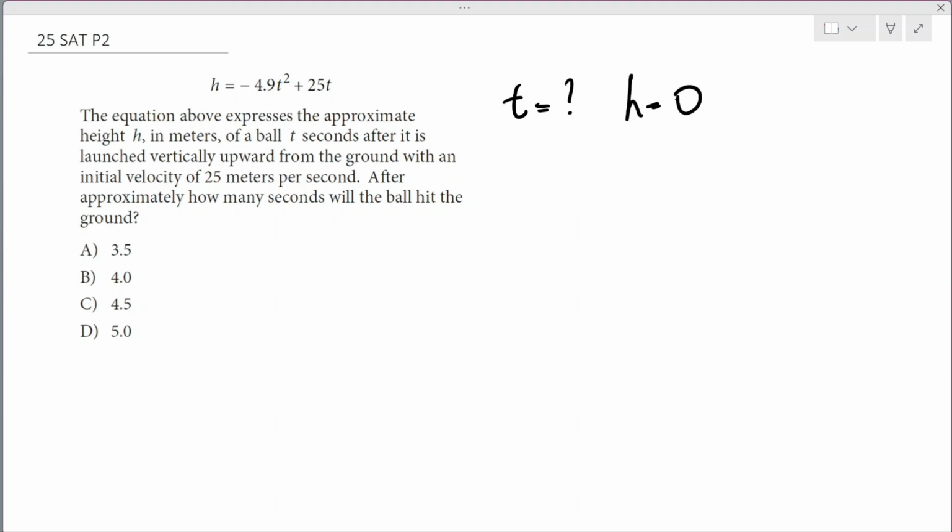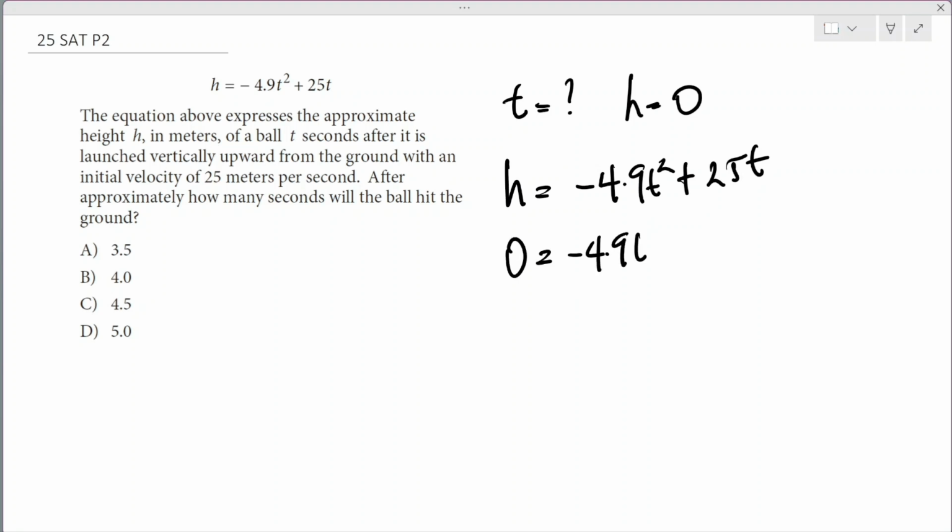So h is 0. Coming back to the formula, which says h equals minus 4.9t squared plus 25t, your h is 0. 0 equals minus 4.9t squared plus 25t. On the next line, it's easier when students work without negatives. So it's best to take out this minus 4.9t squared to the left. It's crossing the equals sign and turns to plus. So we have plus 4.9t squared equals 25t.